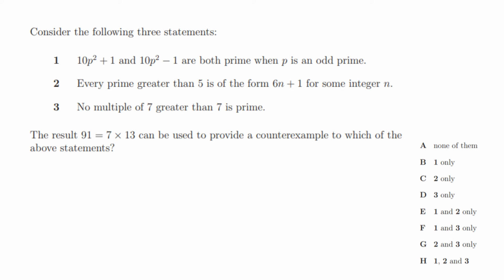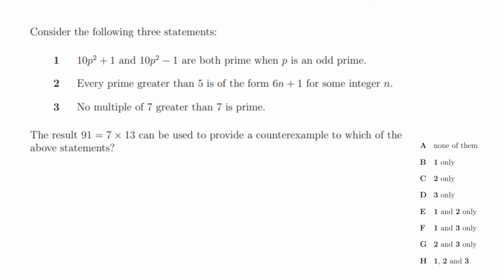Okay, so here's a very mathsy version, in effect, of one of those card problems. So we've got three statements, which you need to read carefully, and then beneath you have one result, that 91 is 7 times 13. Now the question is, is that a counterexample to any of those three? Bear in mind, none of them is a possibility. Okay, so maybe it doesn't work for any of them. So let's look at them. Let's look at them in reverse order.